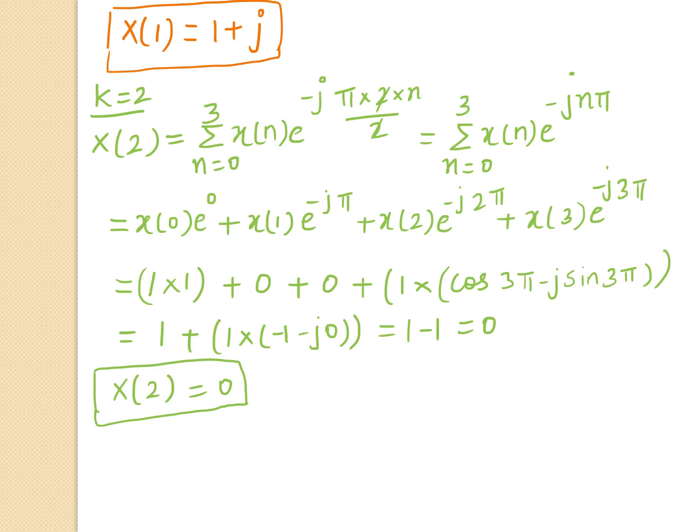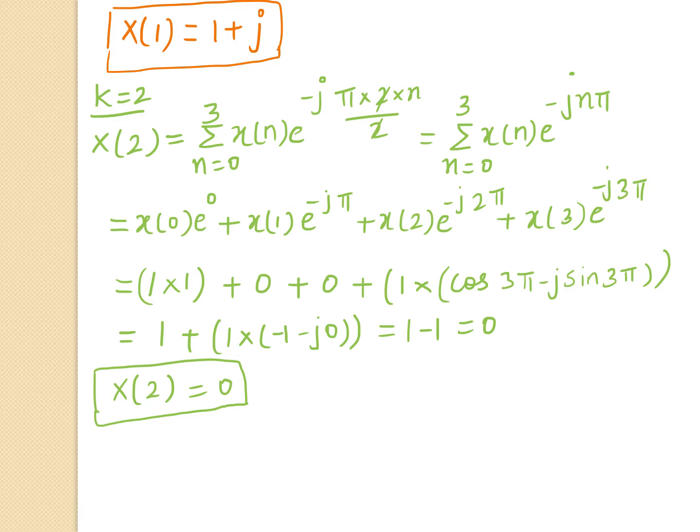And for k is equal to 2, we can find x of 2. So x of 2 is equal to summation extending from n is equal to 0 to 3 x of n into e power minus j pi into 2 into n by 2. Here we have replaced k using 2. So this 2 and 2 we can cancel and simplify the expression as summation extending from n is equal to 0 to 3 x of n into e power minus j n into pi.